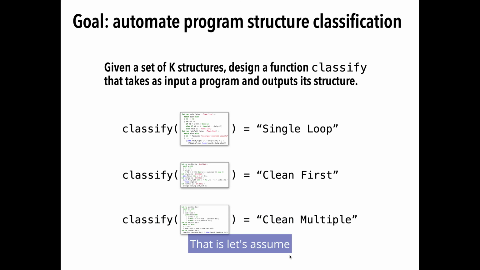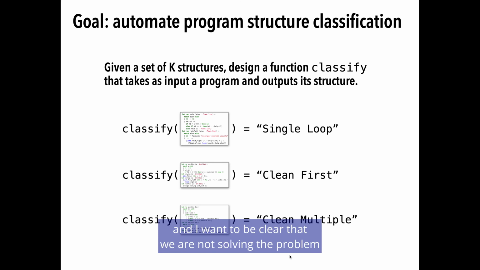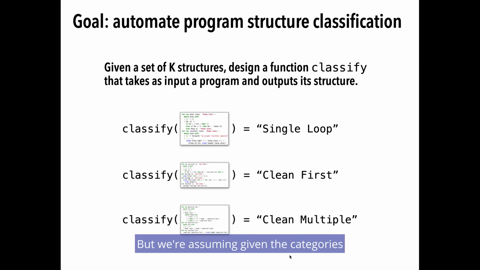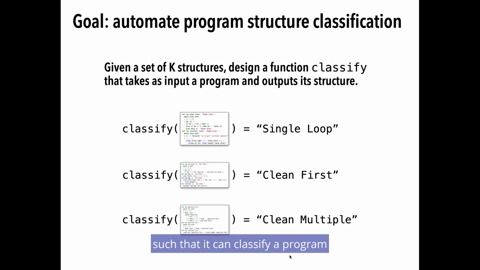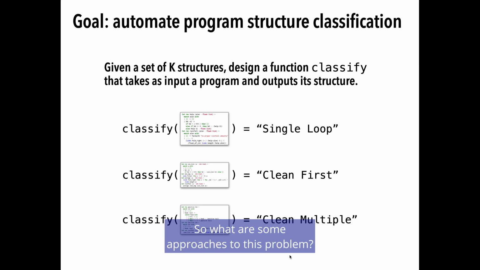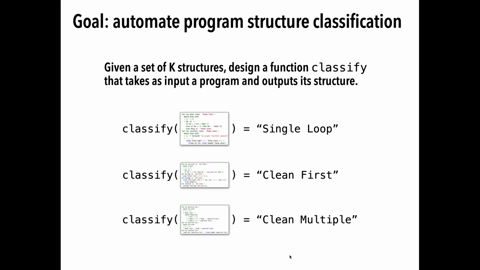That is, let's assume that you have a big set of student programs, and you've already identified a fixed set of high-level structures, like single loop, clean first. Now, to be clear, it's a bit of an ask, and I want to be clear that we are not solving the problem of identifying the categories in this paper. But we're assuming, given the categories, then the goal is to design a function classify such that it can classify a program as one of the case structures. So what are some approaches to this problem?